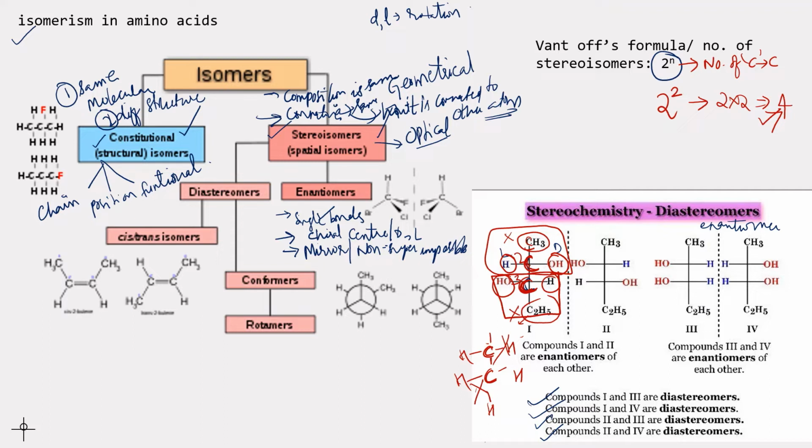So hence you got 4: 1, 2, 3 and 4. So that is how you calculate. Suppose there are 3 chiral carbons. So you put it this way, 2 par 3, that is 2 into 2 into 2. So this is 4, 4 2s are 8. So in total you get 8 stereoisomers. So that is how it works.